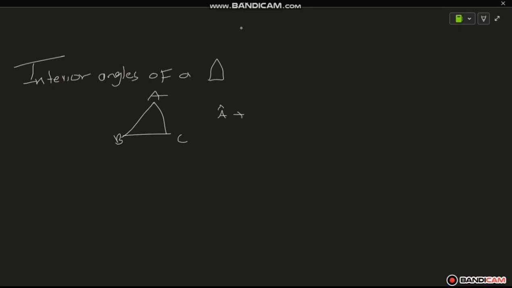What we know is that the sum of angles of a triangle sum up to 180, meaning interior angles. These angles are known as interior angles. The angles inside a triangle actually sum up to 180. But we do have exterior angles of a triangle, angles outside a triangle.